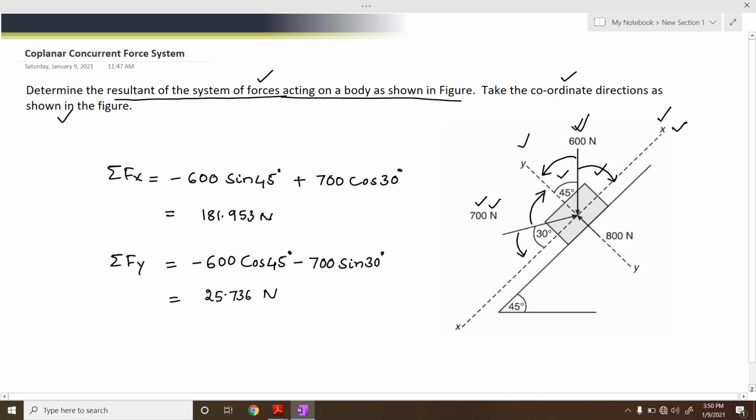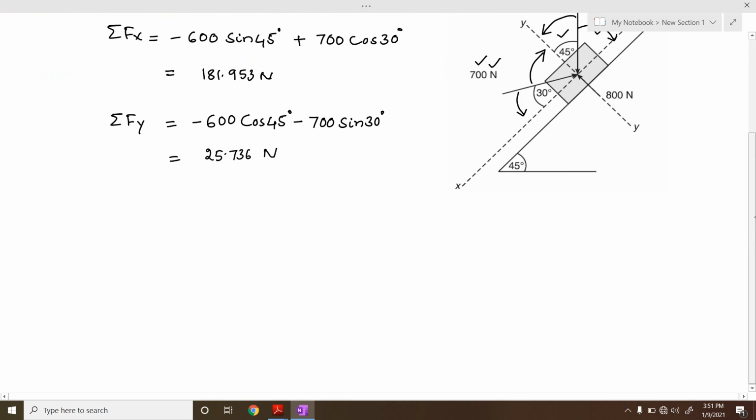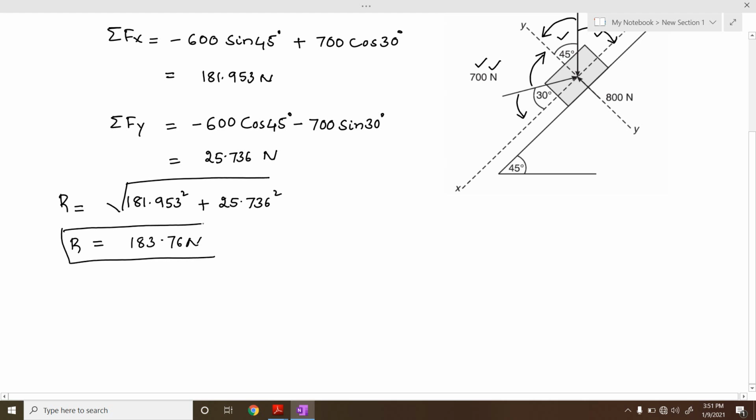So let us calculate now the resultant. Resultant R will be equal to the square root of 181.953 squared plus 25.736 squared. So we will be getting the value of R equal to 183.764. This is nothing but the magnitude of the resultant.